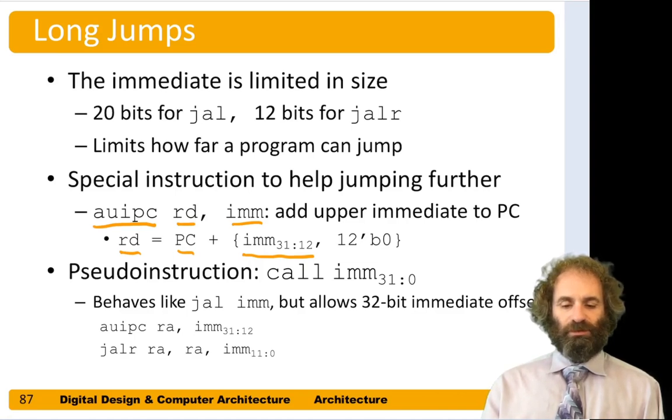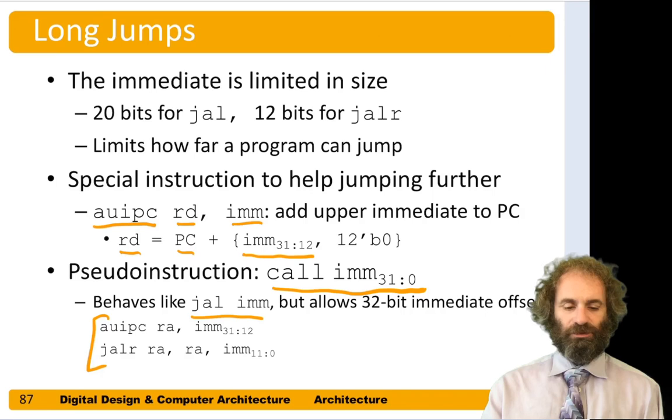So if we wanted to do a function call, let's have a pseudo instruction called call that takes a 32-bit offset. It's just like jump and link to immediate, but it allows a 32-bit offset instead of a 20-bit. So we can break it into two true instructions. First, add upper immediate PC, RA, comma, and then our 20-bit upper immediate, and then jump and link register RA, comma, the 12-bit lower immediate.